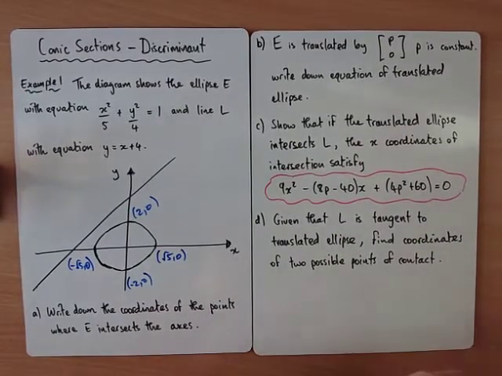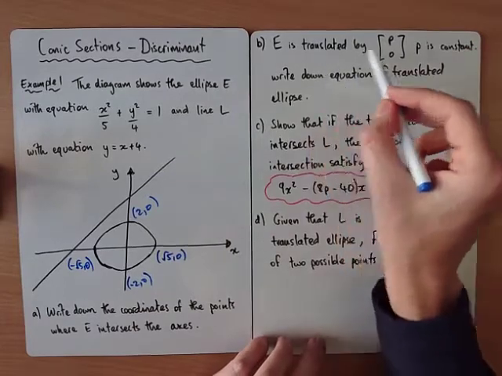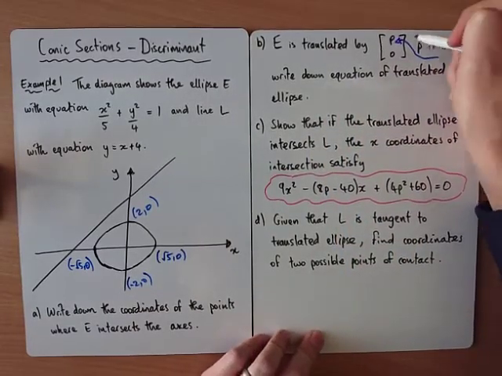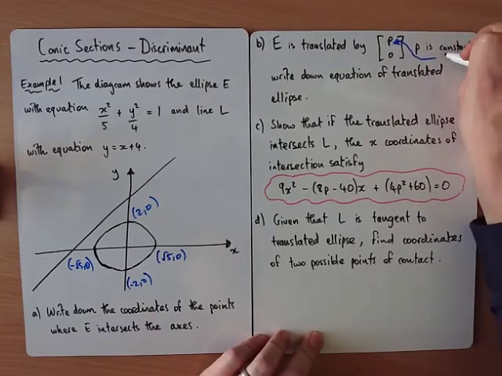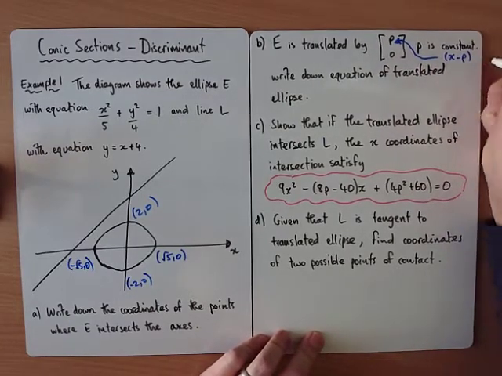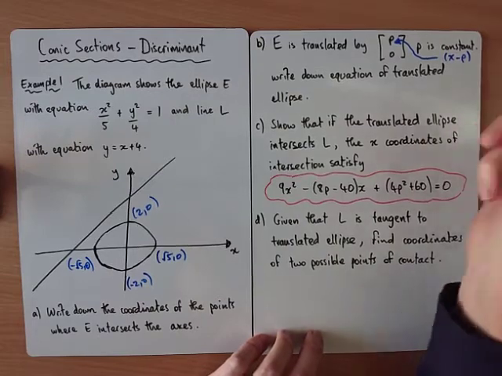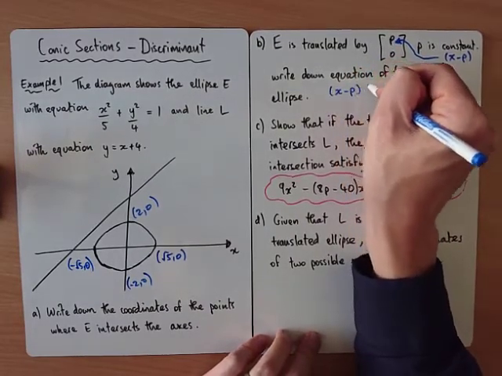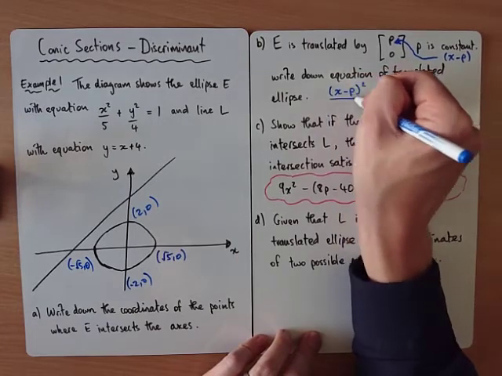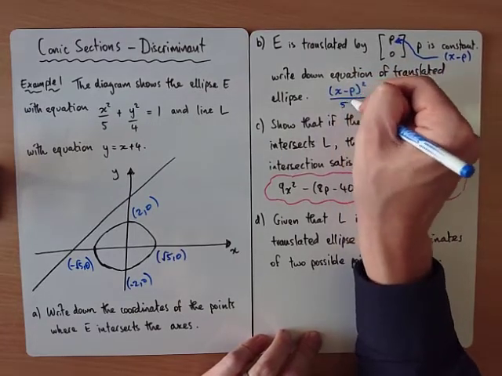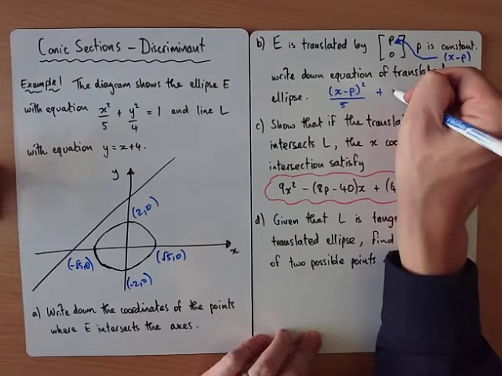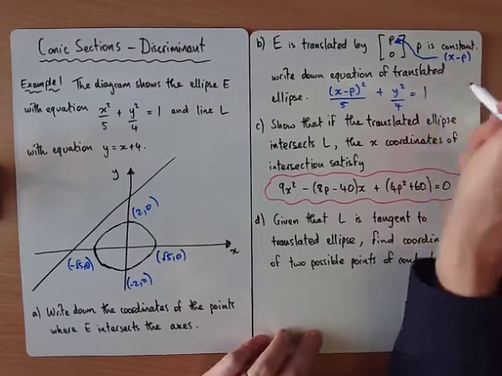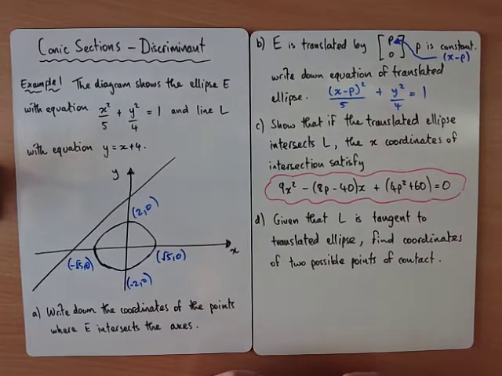So next part is quite quick, I could probably fit it in here. If you translate the ellipse with this vector, remember that you're replacing x with x minus p. So that would just be (x minus p) squared divided by 5 plus y squared over 4 equals 1.